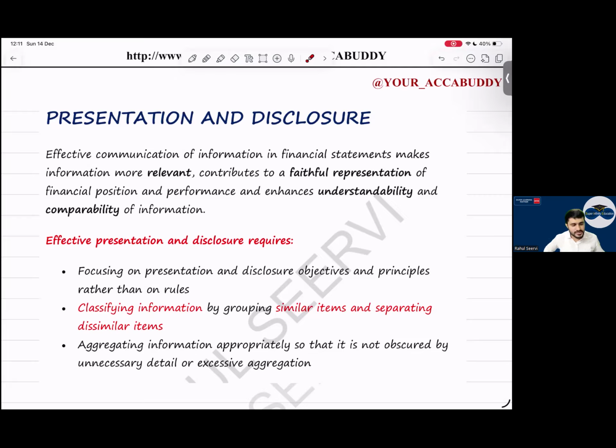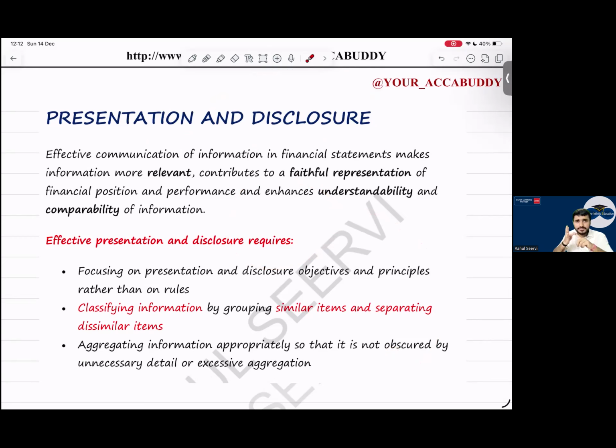And disclosure means what, sir? Additional information we provide so that users get to know about anything we have recorded that they might not understand. We provide the disclosure about that. So presentation and disclosure, no issue for anyone? Okay. So with this, you have understood the important points, the 5 elements.